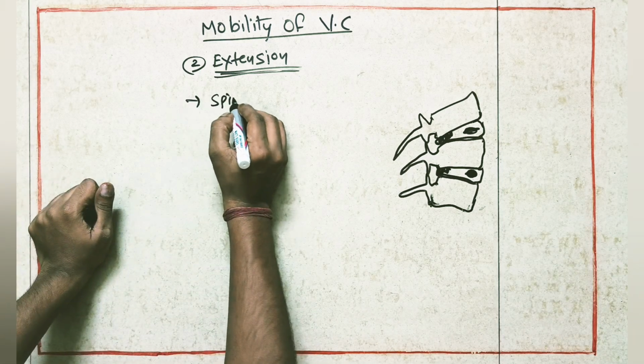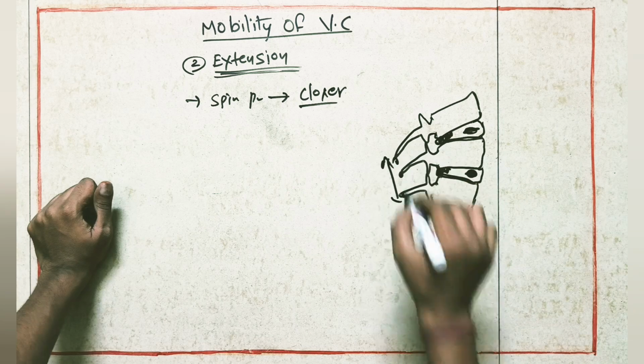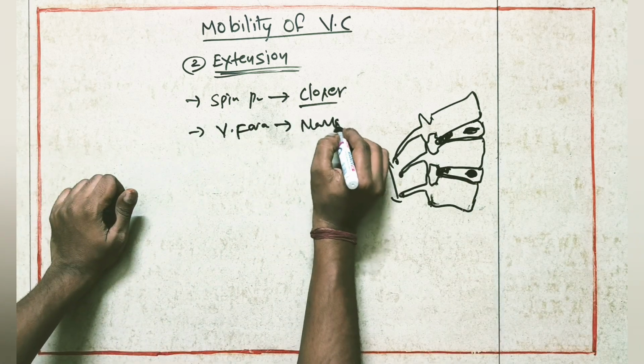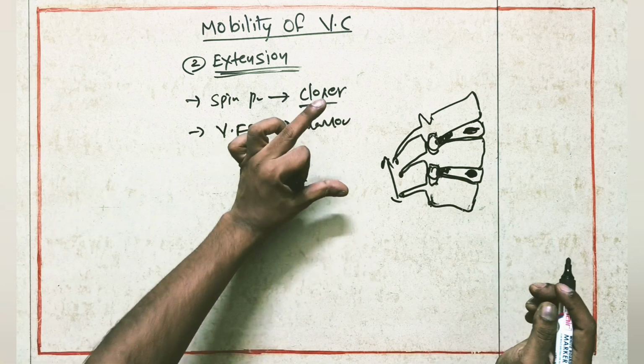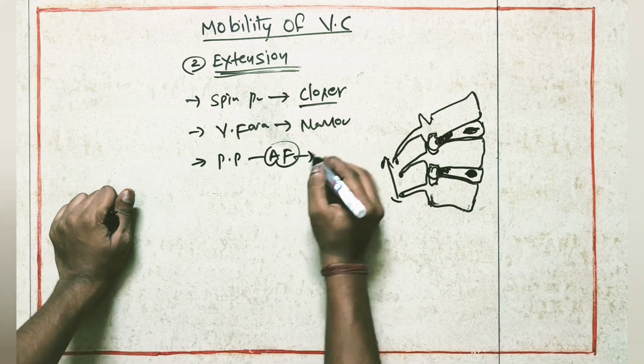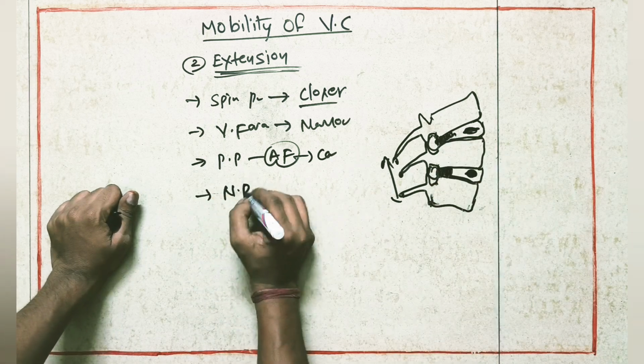If the patient is doing extension movement, what will happen? First, spinous processes will come closer to each other. At the same time, the vertebral foramen will become narrow, so its size will become less. The posterior portion of the annulus fibrosus will be in compression, and the nucleus pulposus will move forward.